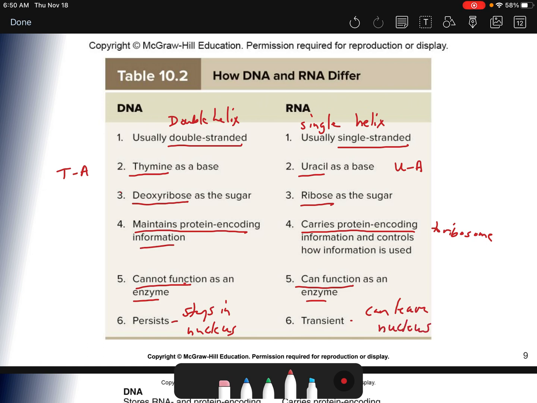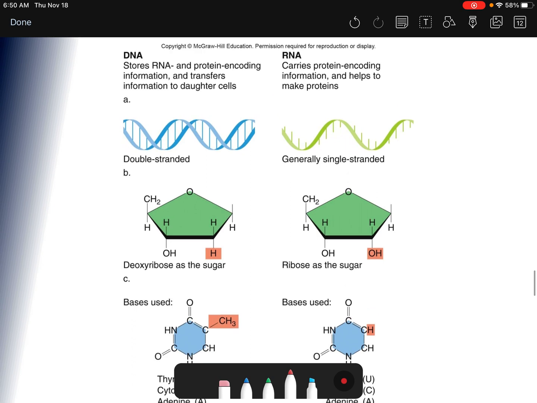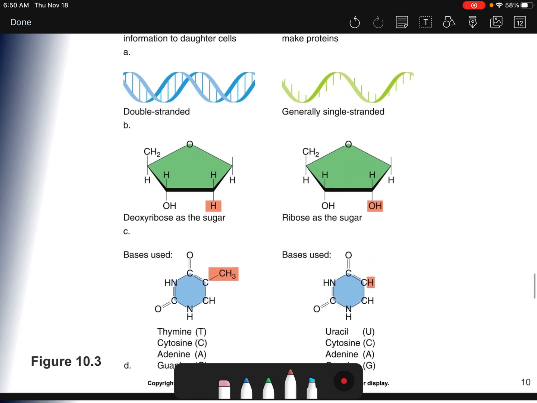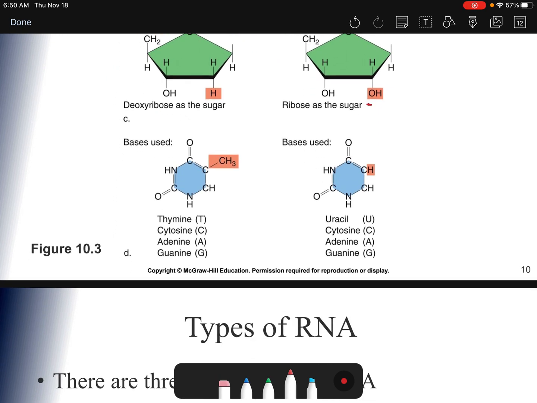Okay? So make sure you know the differences and similarities between DNA and RNA. Again, they both kind of have that helical shape, but DNA is a double helix, RNA is a single helix. They're both made of sugars. It's just that DNA has deoxyribose. It's missing that one oxygen there that you can see over here on the ribose. And then notice that they both have C, A, and G. It's just that DNA has thymine, RNA has uracil.